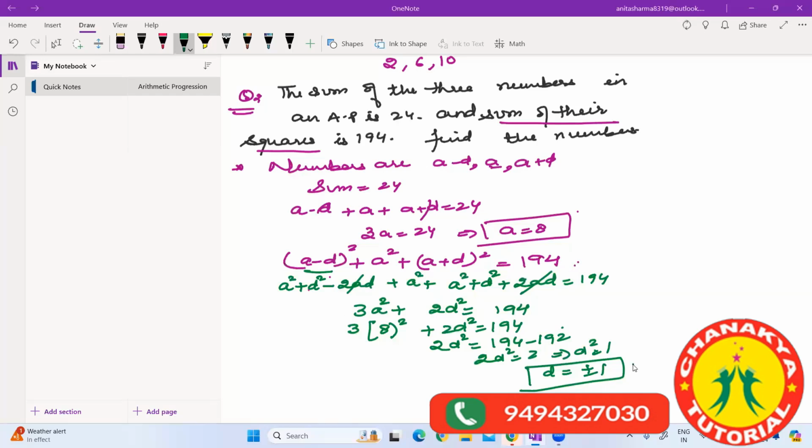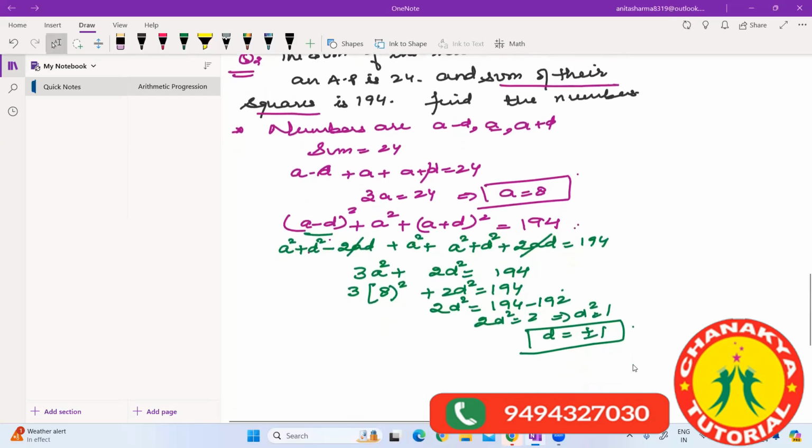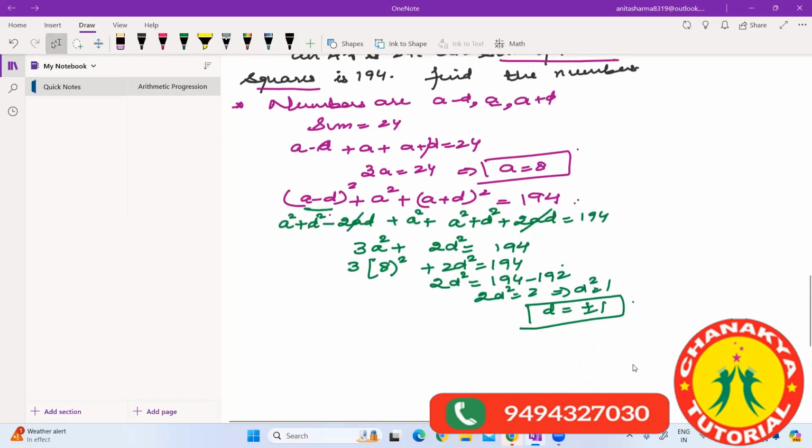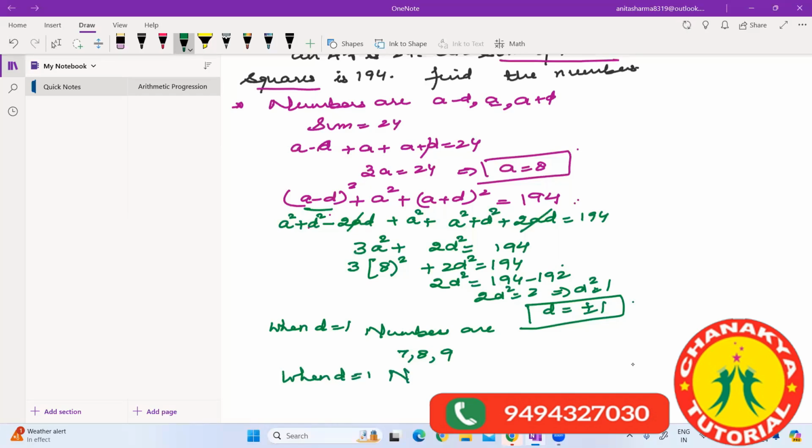And tell me your numbers. 7, 8, 9, ma'am. Okay, 7, 8, 9. In both cases, the numbers are 9, 8, 7 and 7, 8, 9, right? So you will write your numbers as: when D is equal to 1, numbers are 7, 8, 9. You will write your answer like this only. And when D is equal to minus 1, numbers are 9, 8, 7, right? Okay.